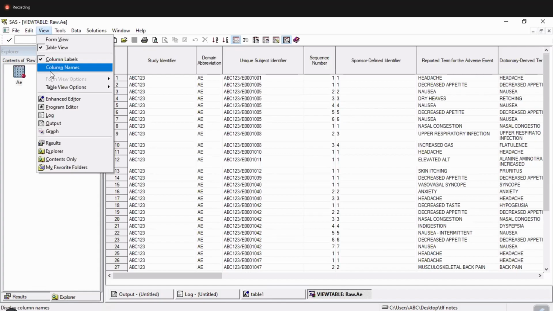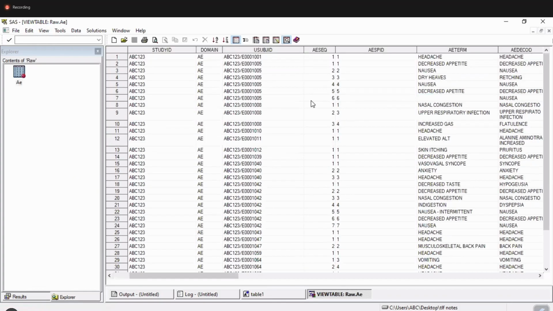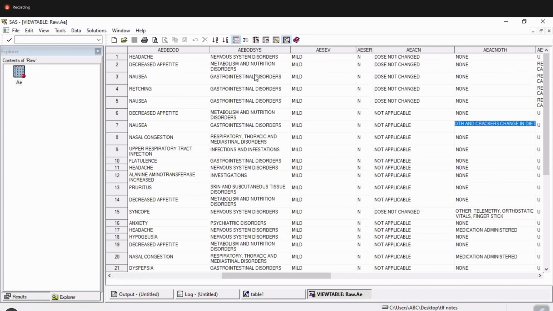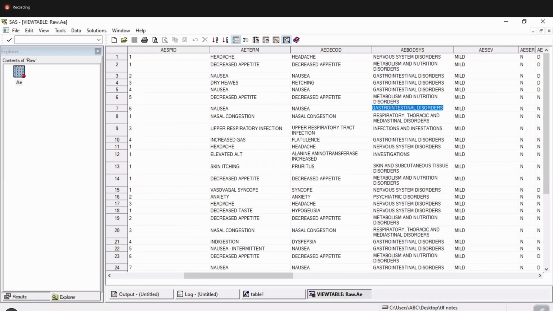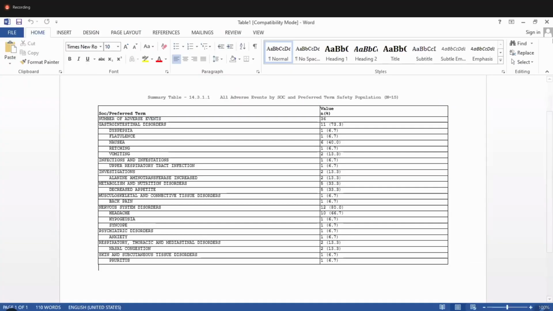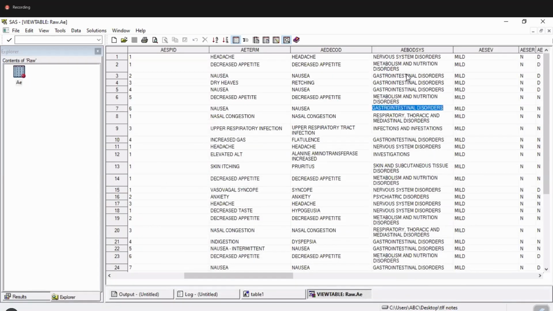Observe here the AE body system variable. So the same terms are there. SOC is nothing but body system. Gastrointestinal disorders, nervous system disorders, metabolism, respiratory infections, investigations.